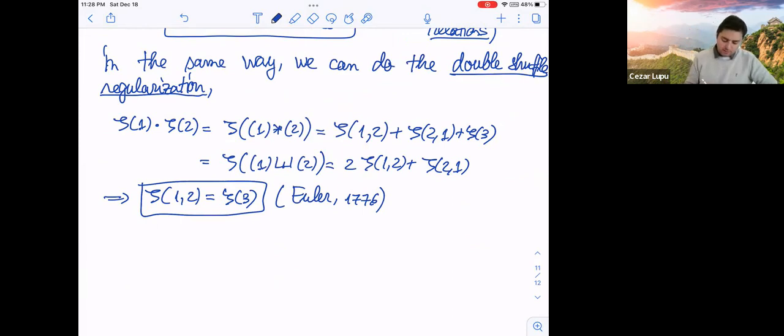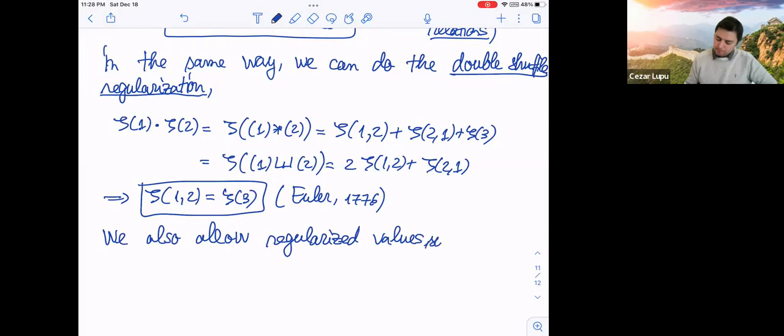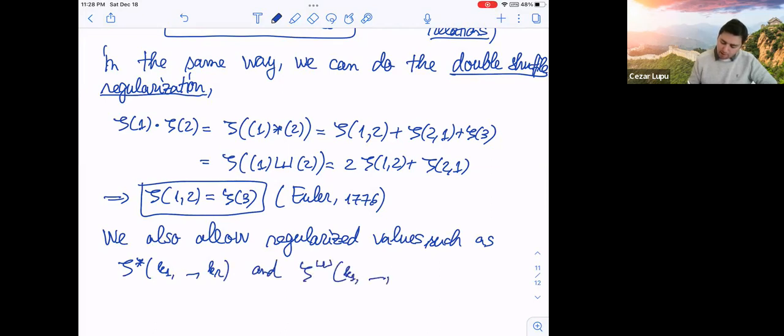So in this case, we say that we also allow regularized values such as zeta stuffle of k1 through kr and zeta shuffle of k1 through kr when kr equals 1.